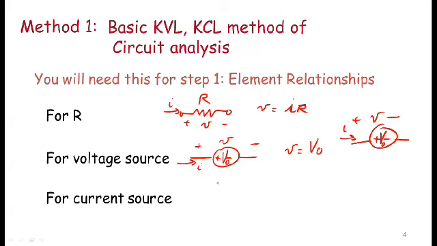Next, let me go to a current source. In this case, I'm going to define my current source like so. I can also apply its branch variables V and I, and if the current source supplies a current I naught, then the element relationship for this is given by I equals I naught. So these are three examples of element relationships for resistors, voltage sources, and current sources.